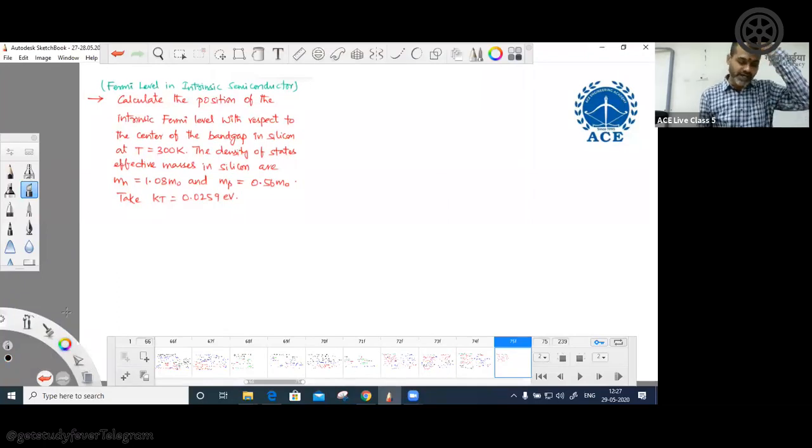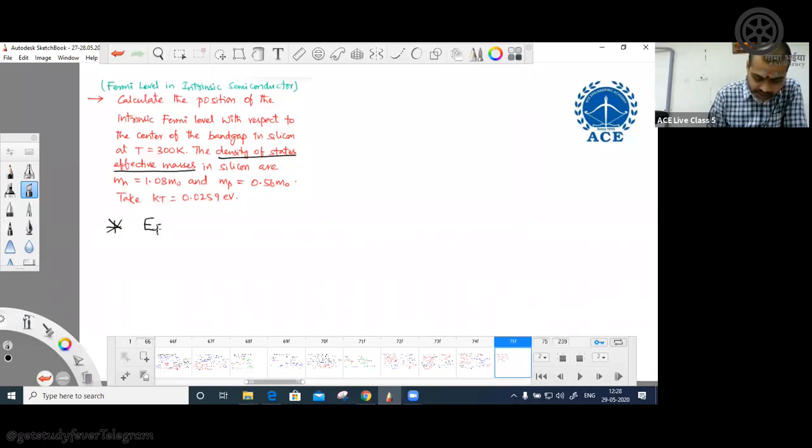Calculate the position of the intrinsic Fermi level with respect to the center of the band gap in silicon at room temperature. The density of states effective masses are given. You can clearly see he has mentioned density of states effective mass. So Mn is given, Mp is given. Now let us write the equation that we have derived for the Fermi level.